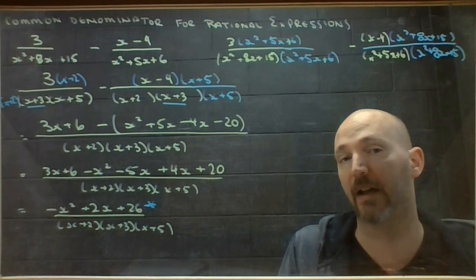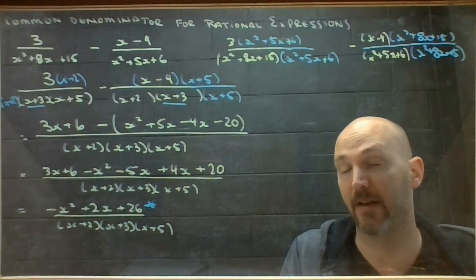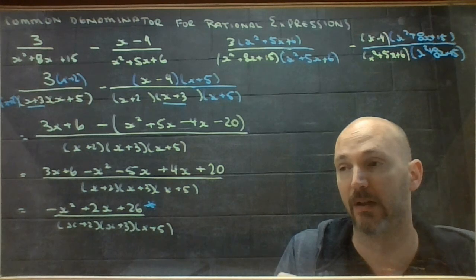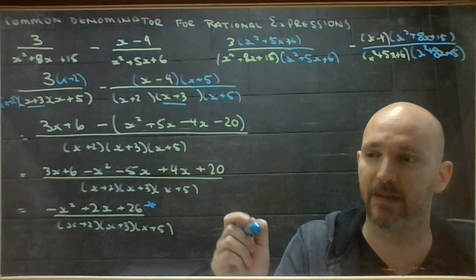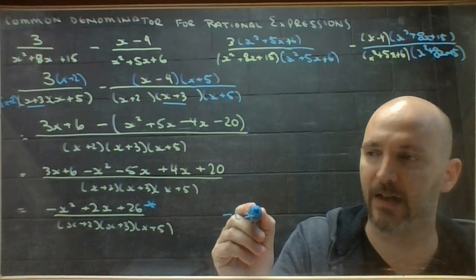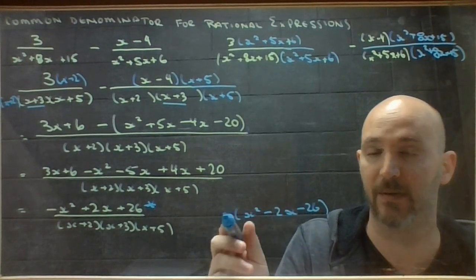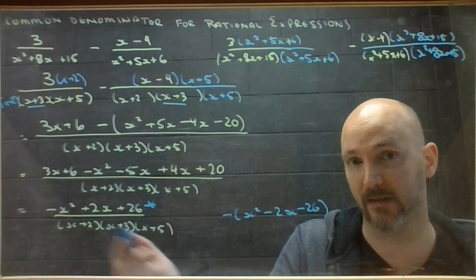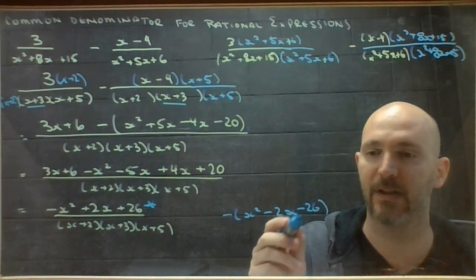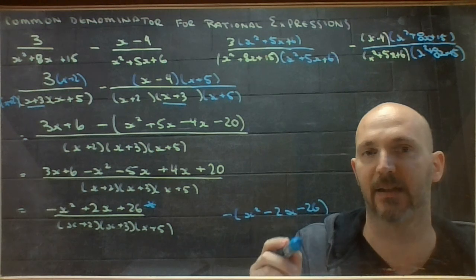I have a quadratic on top. It is possible that that factors too. So let's spend a minute thinking about that. That's negative x squared minus 2x minus 26, because you always have to pull out the a factor. I would need two numbers that multiply to 26 and add to 2.